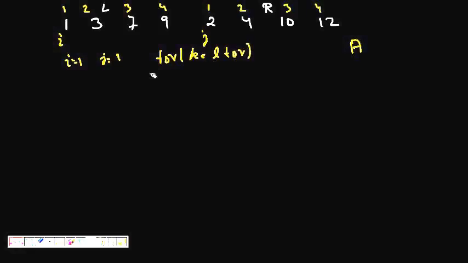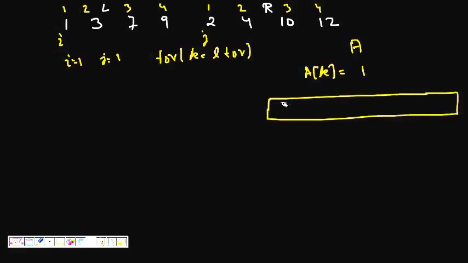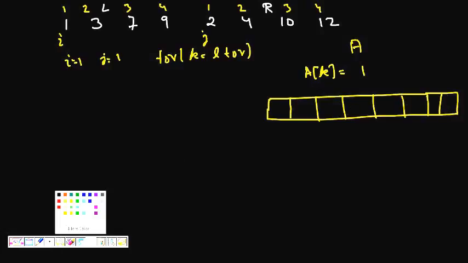So we check: if L of i is less than R of j, okay, that is true here. So we have A of k, which is A of 1, equal to 1 here. We have to fill the array A, which has 8 elements: 1 2 3 4 5 6 7 and 8. So 1 is less than 2, so I copy it here in A of 1 and it becomes 1.